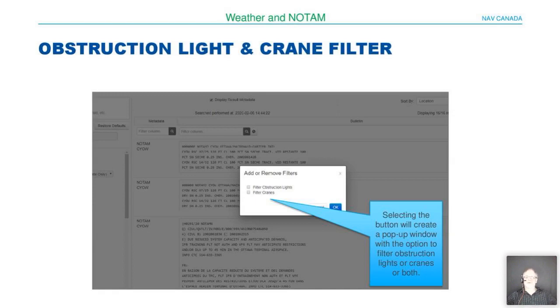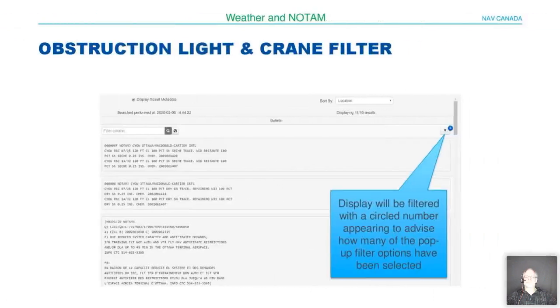So if you check those boxes, a little number will appear saying how many of those two things you've opted to filter out. And then the search that you've already performed will be further filtered, with those objects or those types of NOTAMs disappearing.